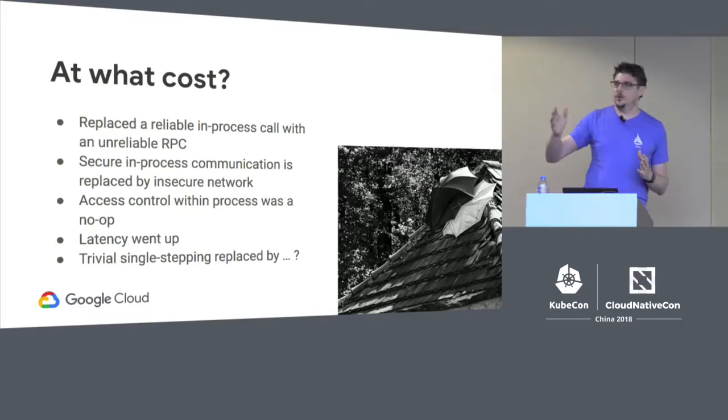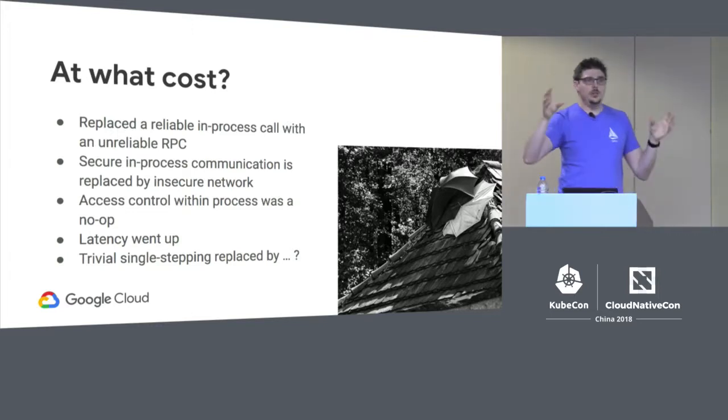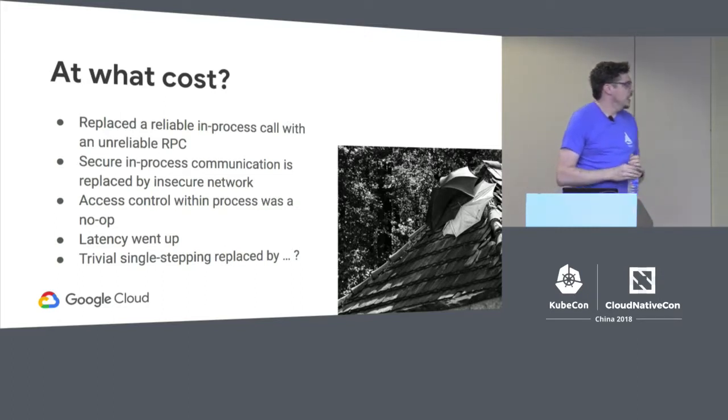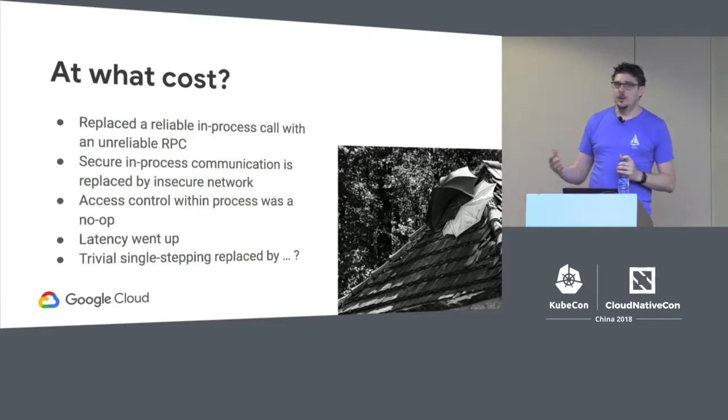Inside our monolithic process, we were the caller and we were the destination. So we knew that it was reliable because we were both ends running in that same process. Now that call goes over a network. The network may be insecure. The latency on the network might be high, or it might change over time as the network is saturated.